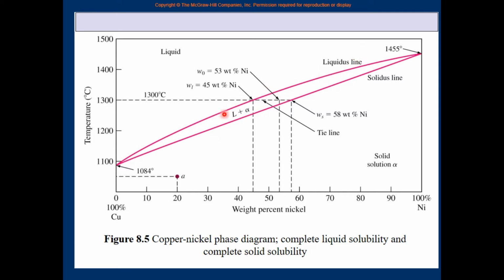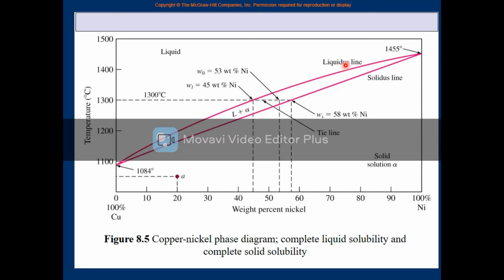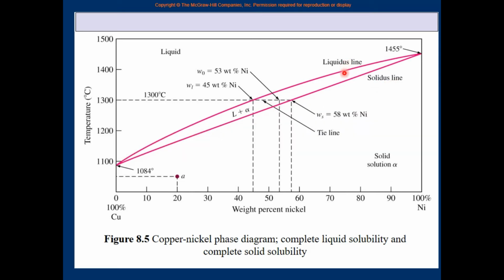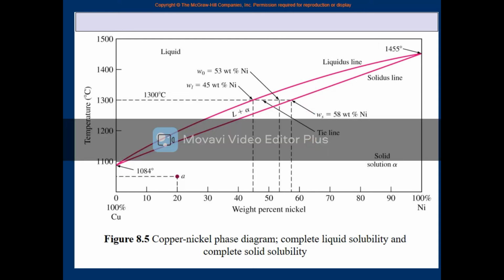So now this upper line is not called a liquid line, we call it a liquidus line. We will tell you why. Similarly, this line below is called the solidus line. So anywhere above this liquidus line, the material is completely liquid, and below this solidus line, the material is completely solid, right?